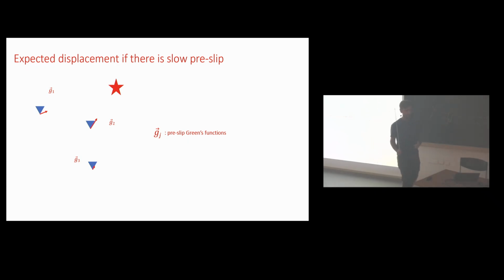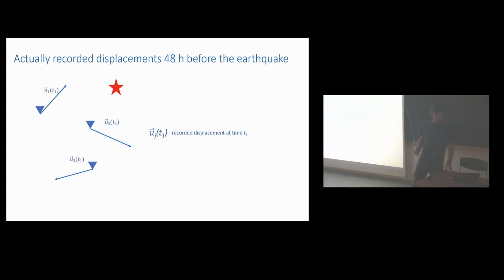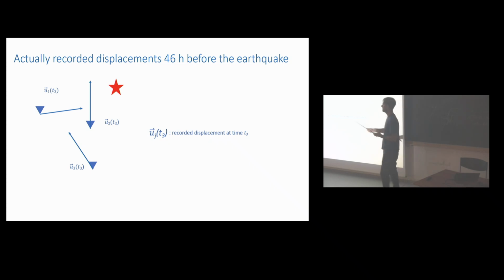But now if you look at the actually recorded displacement, let's say 48 hours before an event, what you will see is probably something like this. And if you look 1 hour later, it will look like this, and so on. It will look rather chaotic and not at all like what you expect from this hypothetical slow slip, just because if there was an obvious signal there, we would have seen it by now.